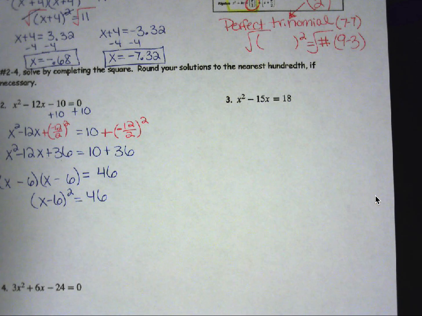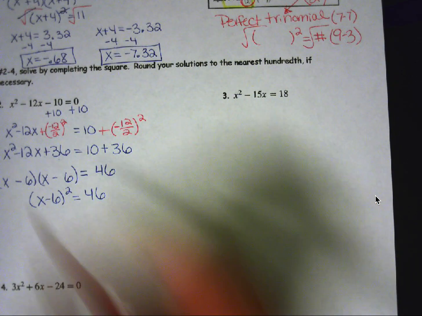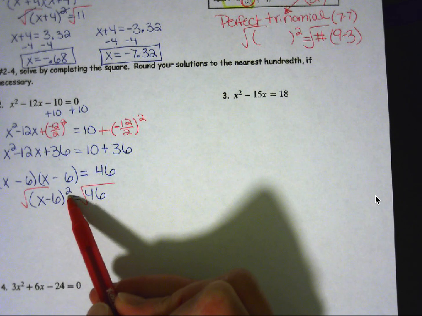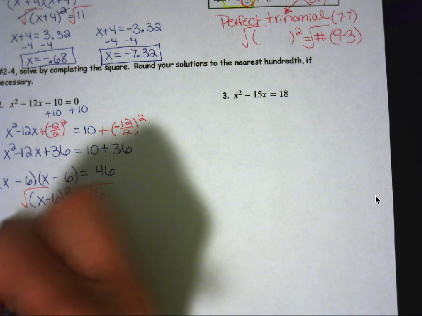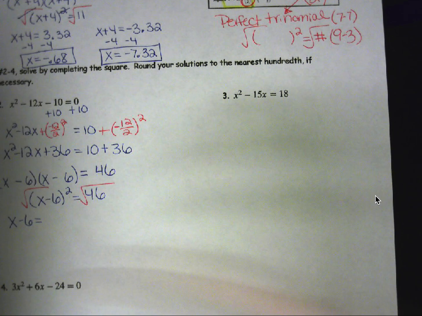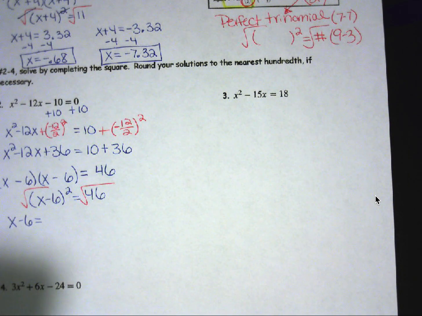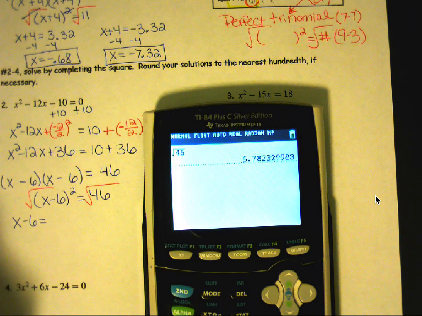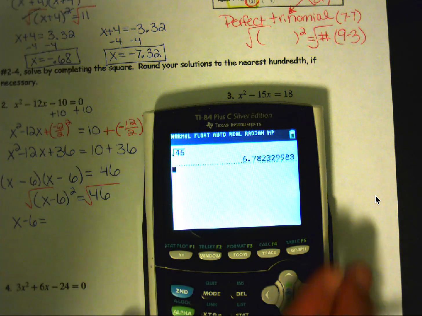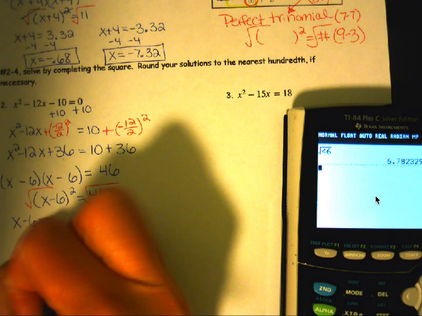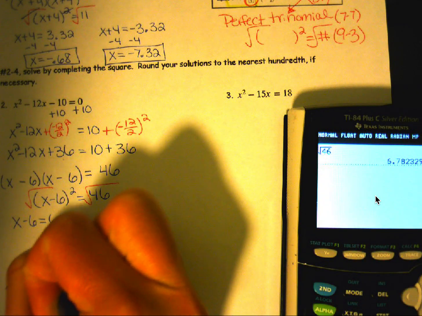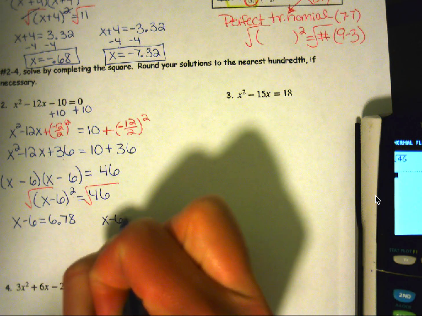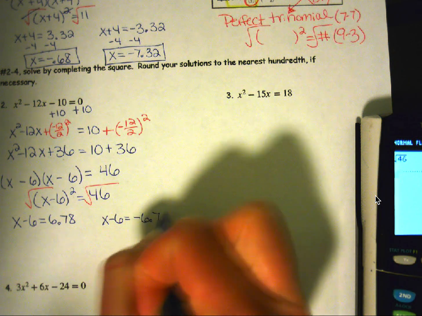So I'm just going to go ahead and take the square root of both sides. And that square root is going to cancel that square. So I'm going to be left with x minus 6. But now I've got to work out the square root of 46 because I don't know that off the top of my head. So once again, it's a decimal. So let's just round this off a little bit. How about 6.78? But that also means we're going to get the negative. So we're going to get a negative 6.78.